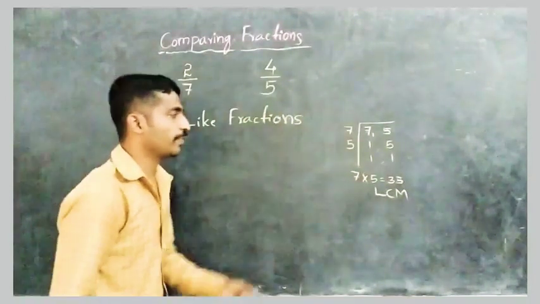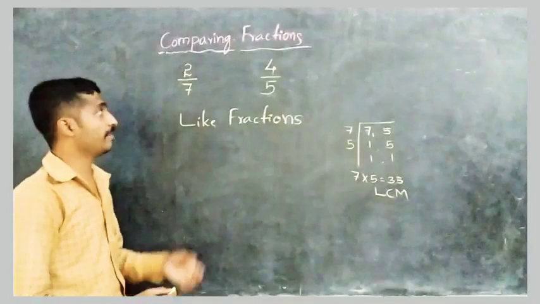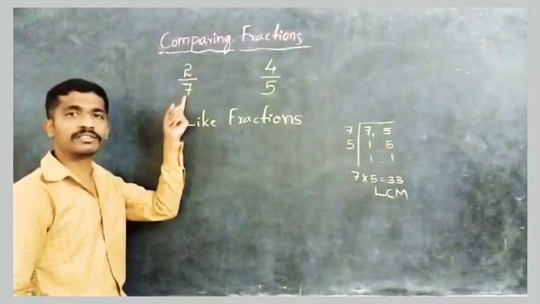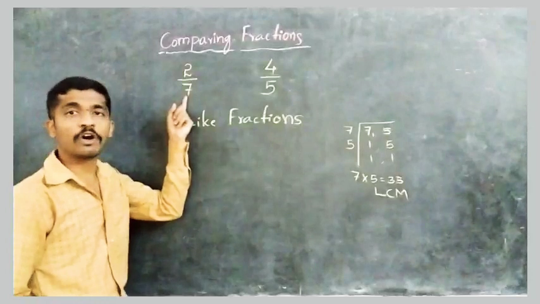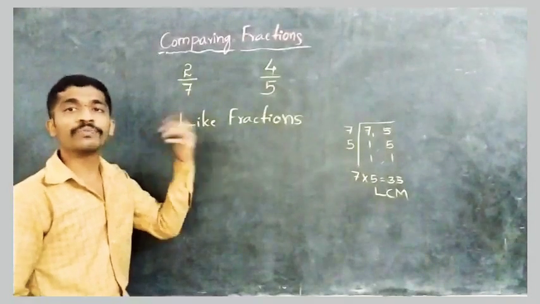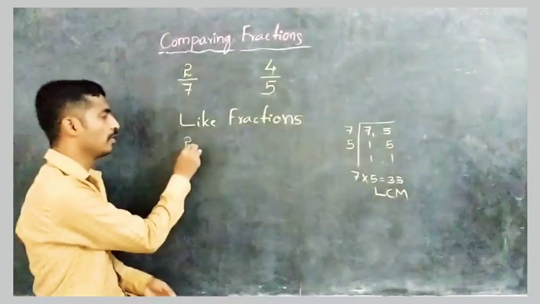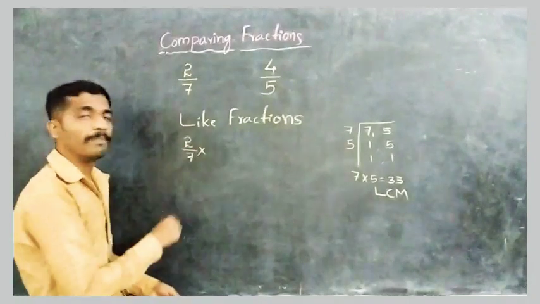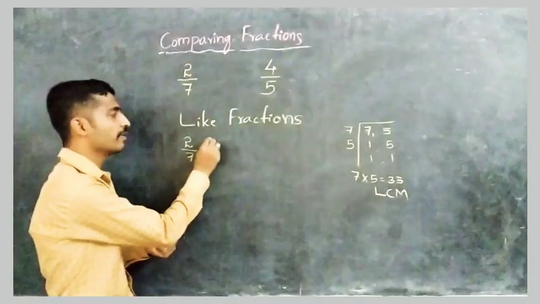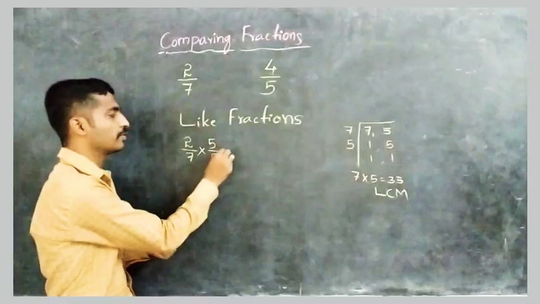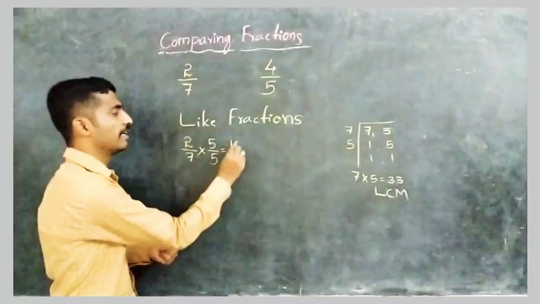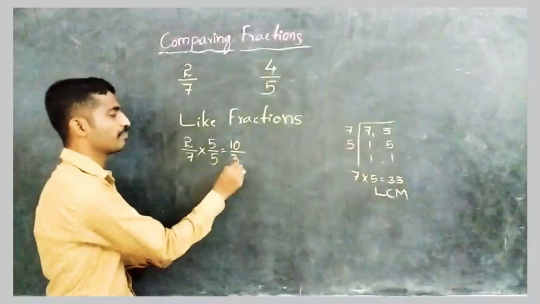So if we get 35 as our LCM, then how to get 35 here? 7, how much is 35? 7 5s are 35. So here 2 by 7 is there. Multiply this by 5 by 5. So here we will get 2 5s are 10, 7 5s are 35.